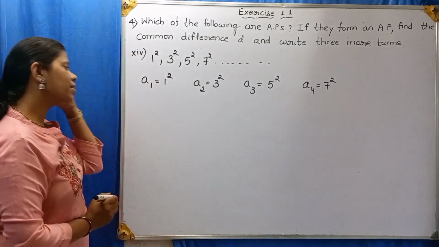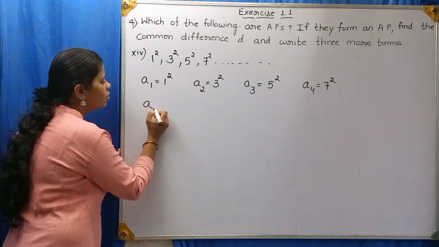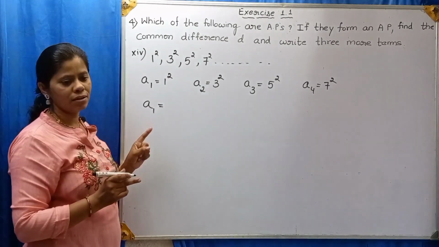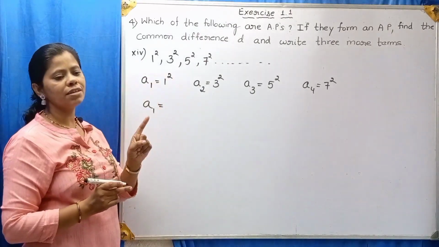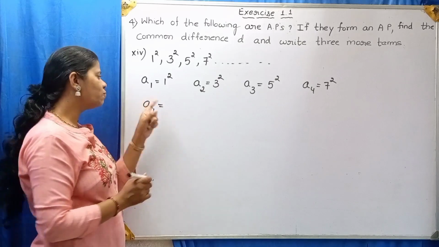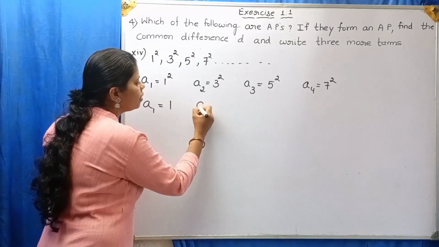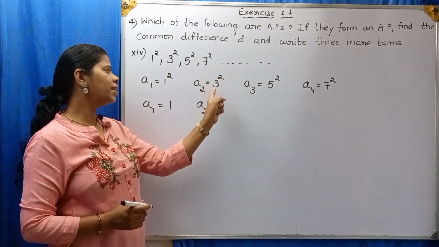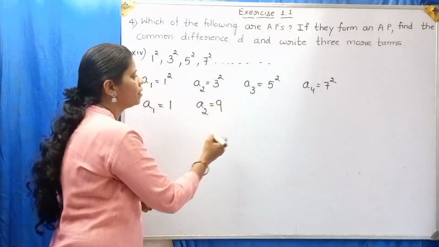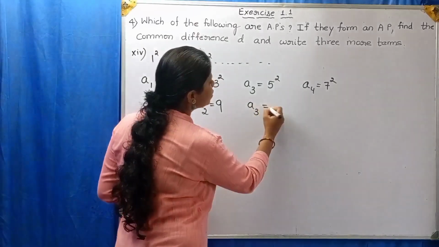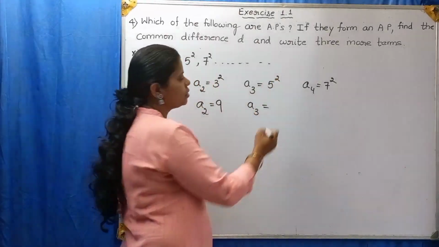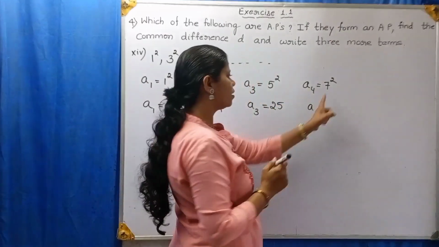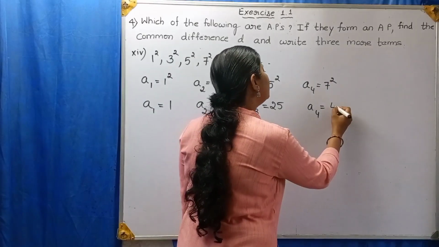Now look at this very carefully. A1 is equal to 1 square. 1 square is nothing but 1. 1 square means 1 is present 2 times, 1 into 1 is 1. Then A2 is 3 square. 3 is present 2 times, 3 into 3 is 9. A3 is 5 square, that is 5 into 5 is 25. Then A4 is 7 square, that is 7 into 7 is 49.